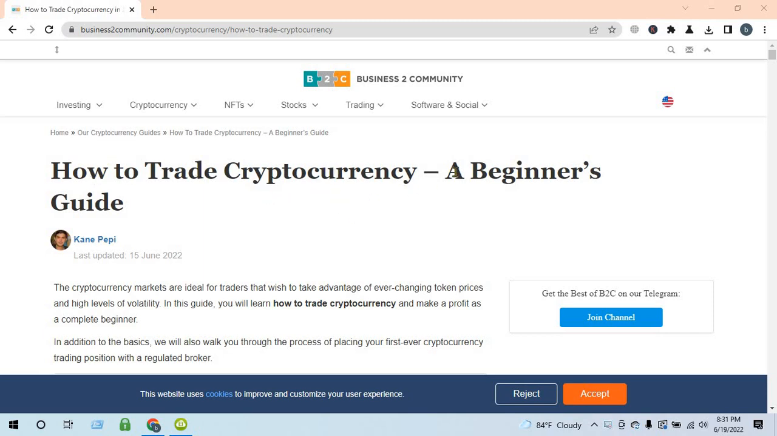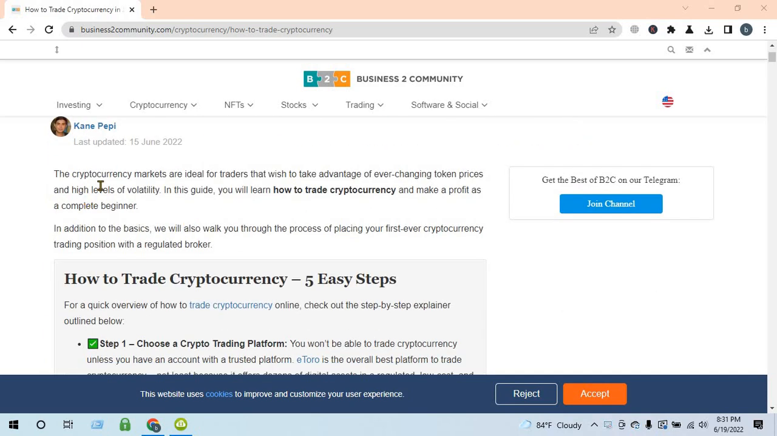How to trade cryptocurrency, a beginner's guide. The cryptocurrency market is ideal for traders who wish to take advantage of ever-changing token prices and high levels of volatility. In this guide, you will learn how to trade cryptocurrency and make a profit as a complete beginner.